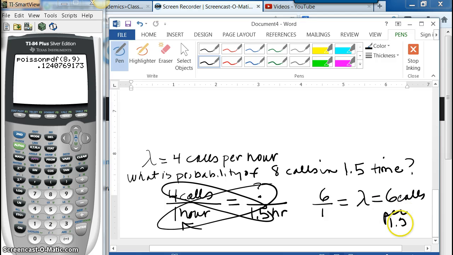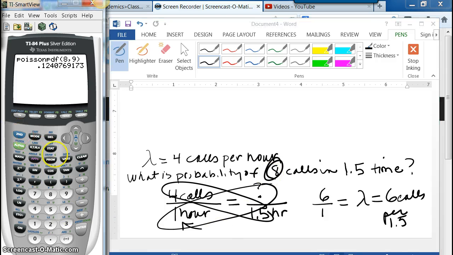And then you could go ahead and answer this question, the 8. And so I'll just quick do this. You go second distribution, and you go down to your Poisson PDF. And the new lambda now is a 6. And then the question is about 8 calls. And then come down to paste. And it's about a 10% chance.